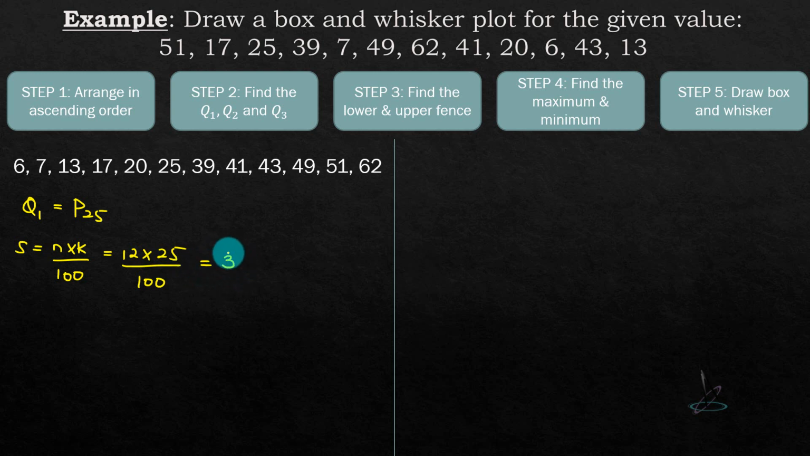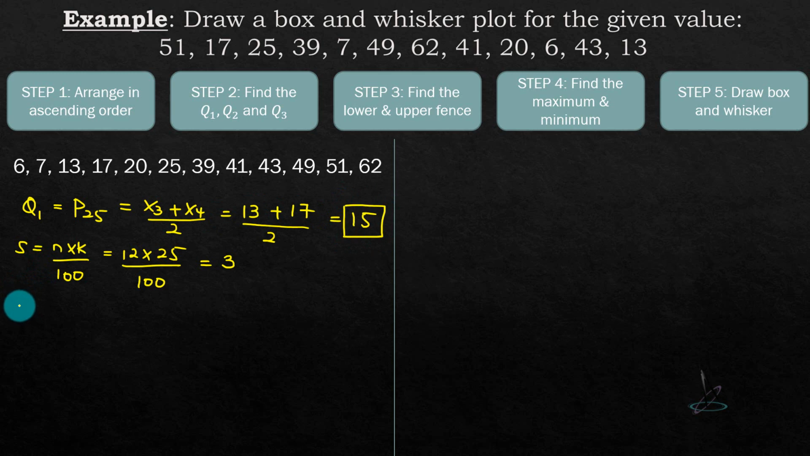So we're going to take this value plus the next value, and then divide them by 2. That means x of 3 plus x of 4, and then divide them by 2. So x of 3 is 13, plus x of 4, which is 17, and then divide them by 2. This is simply equal to 15. So the first quartile is 15.